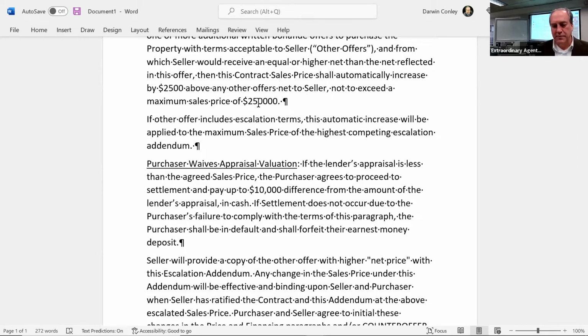So let me go back over that again. I made the adjustment here to say that, let's say we cap out, we're saying a maximum sale price of 250.